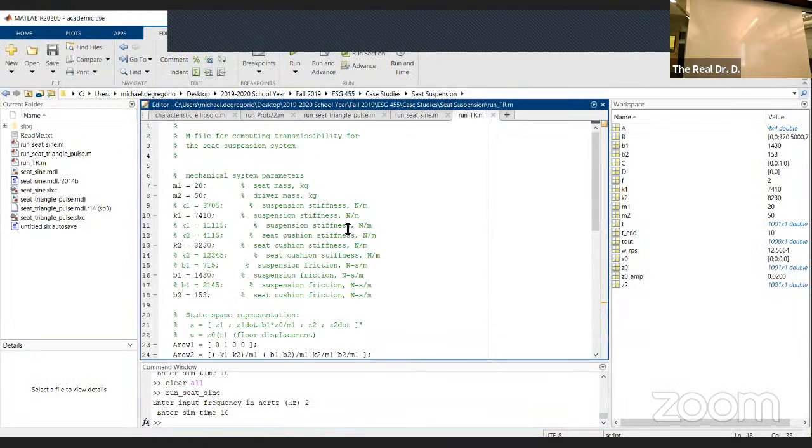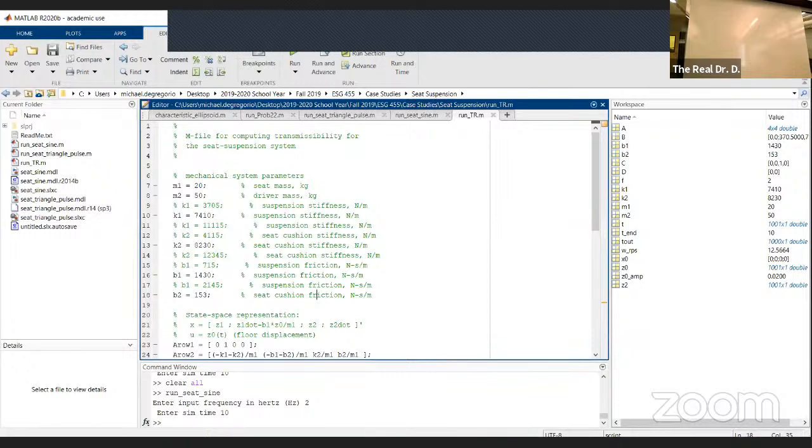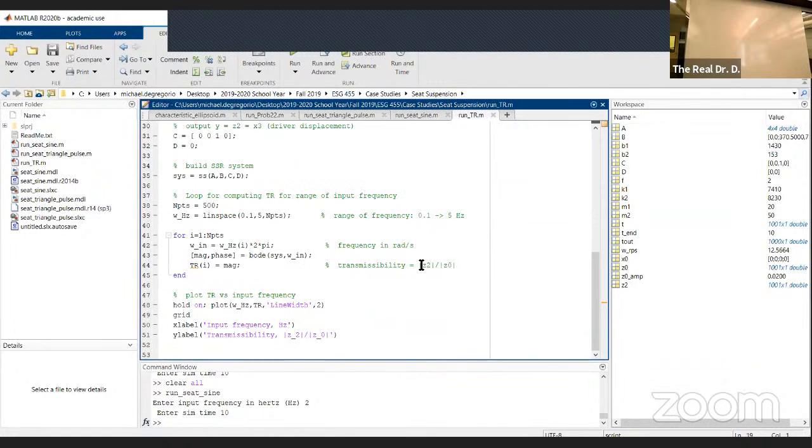Which is the final part, the transmissibility. Okay, where is it? I'll close that last one. All right, so transmissibility. This is going to do what you think it does. It's going to take our model and graph the transmissibility of our system versus the input frequency. So it's essentially going to give us a Bode magnitude plot just by itself.